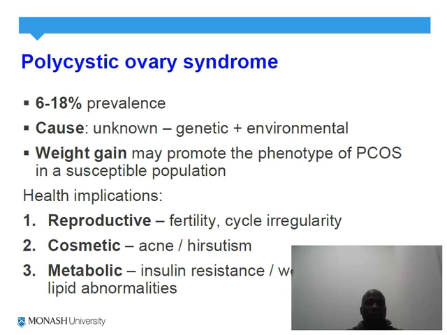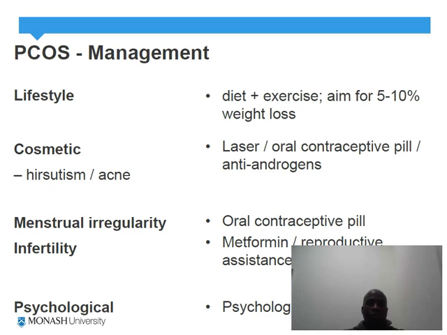Of course, the next part is the metabolic. Metabolically, you may get insulin resistance, excessive weight and lipid abnormalities. So this is not a good condition at all. Okay. So how do you manage PCOS? Firstly is lifestyle. First, you need to deal with your diet plus exercise. Eat well and exercise regularly. Aim at 5 to 10% weight loss.